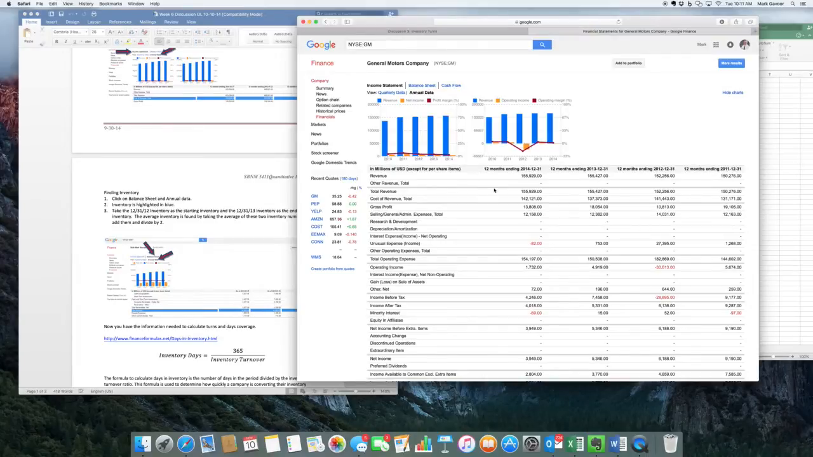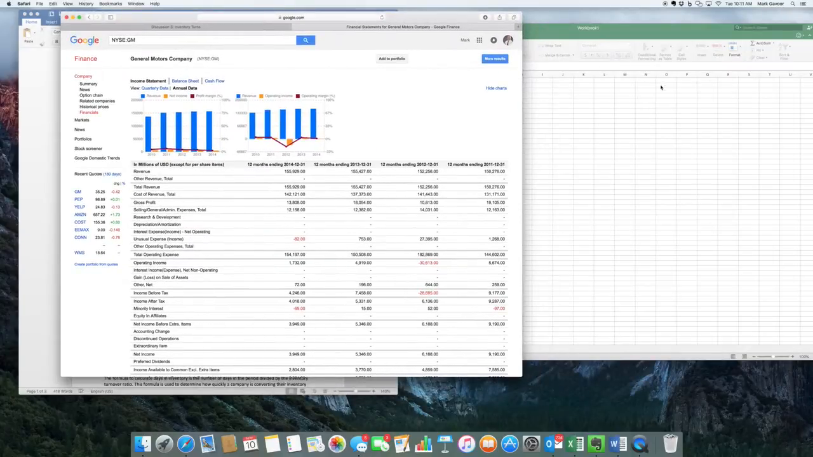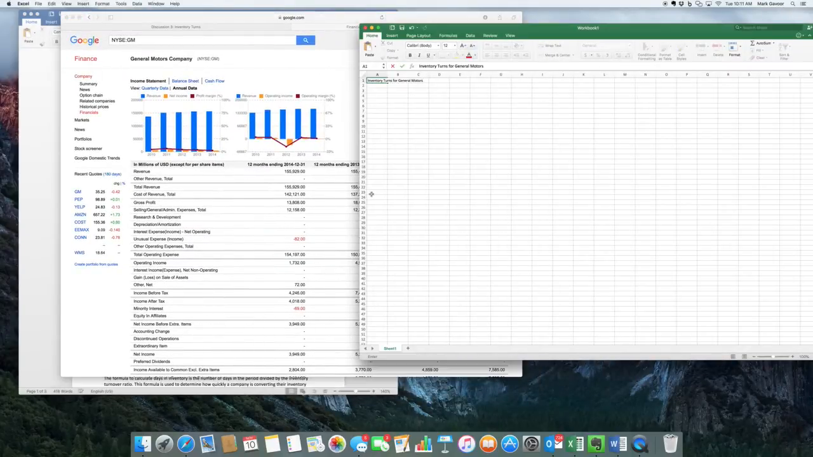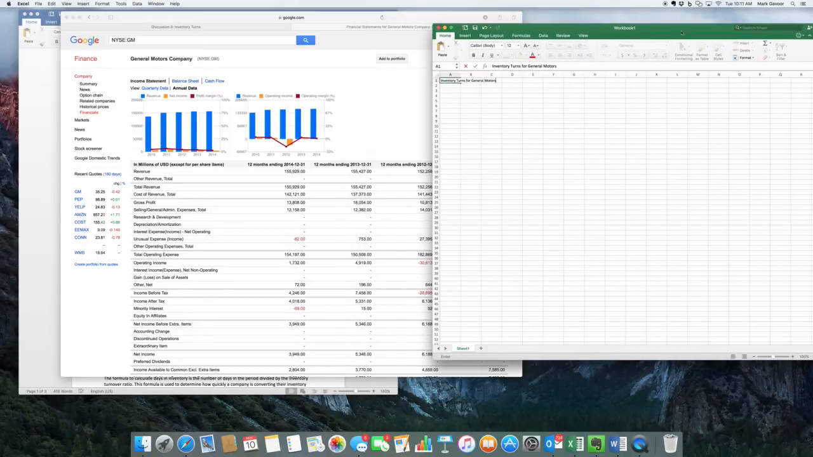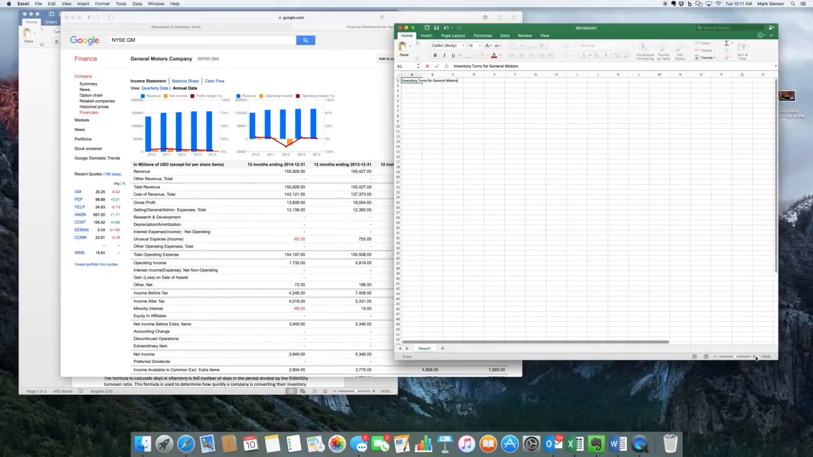And what do I need to do this? I need revenue, and I need cost of revenue, which is the equivalent of cost of goods. And I'm trying to do this for a 2-year period. So let me slide this over here and bring my Excel spreadsheet up. And maybe I'll make my Excel spreadsheet a little bit bigger so you can see what's going on. So this is inventory turns for GM.